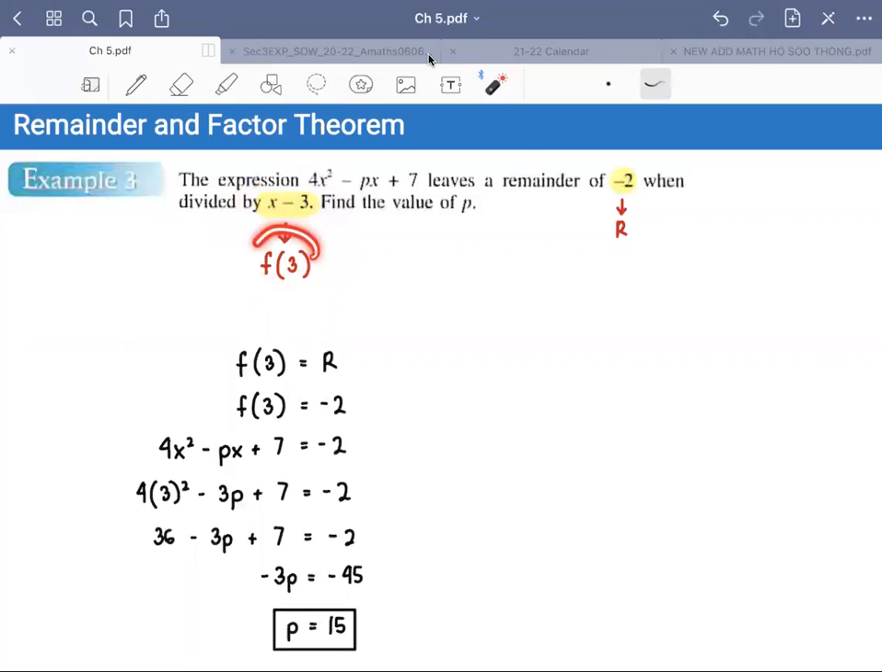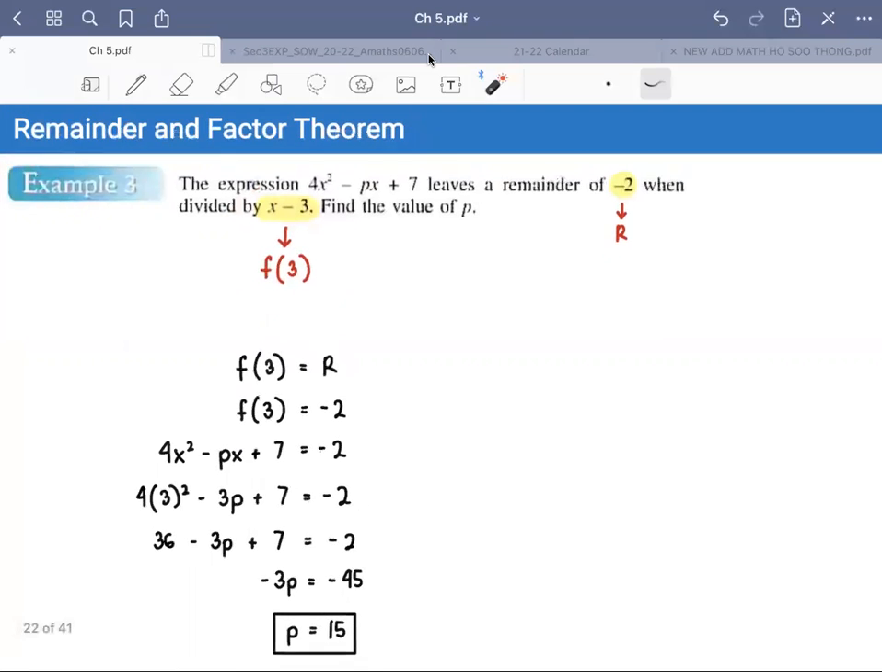So therefore, your function is f of 3, right? Now, look here closer, class, on this part. The function is equal to the remainder, right? But on this question, we already know the remainder is negative 2. So r is already negative 2. So we are here now. How can we solve for p? If that's the case, f of 3 is equal to negative 2.